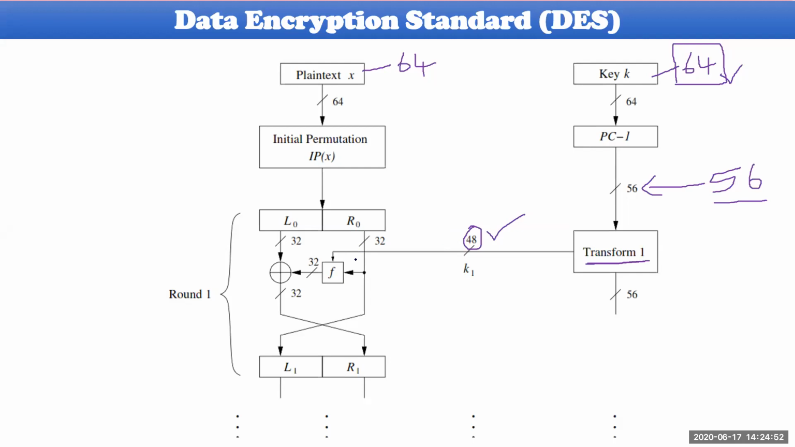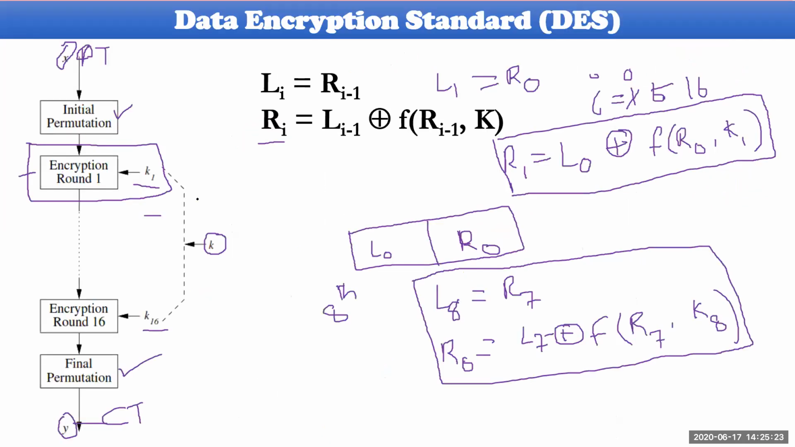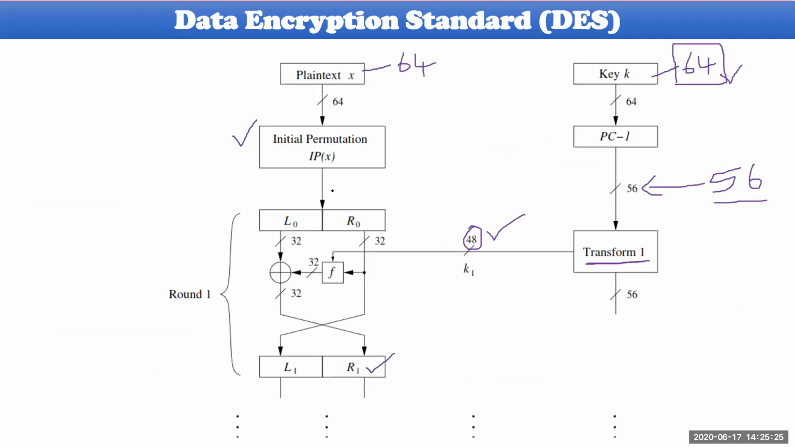However, after the initial permutation of the plain text, as I already told you, it is divided into two equal parts. L0 is exclusive-ORed with the function output and sent to R1, and R0 is directly forwarded to L1 here. So this is what is happening. At encryption round 1, these are the operations.